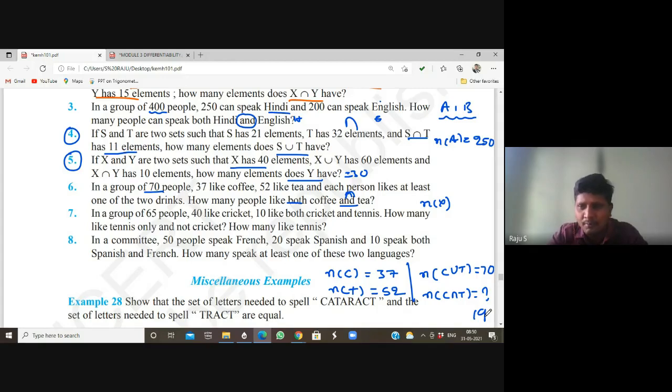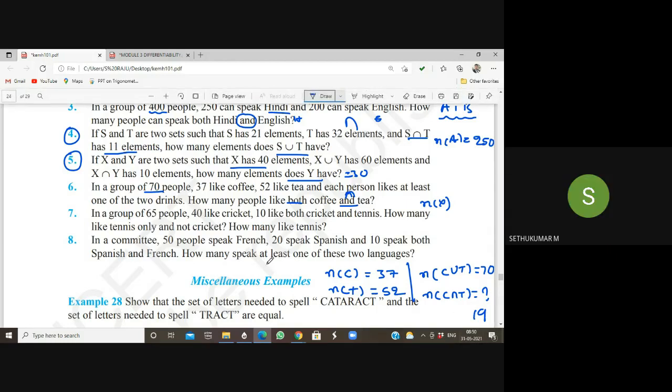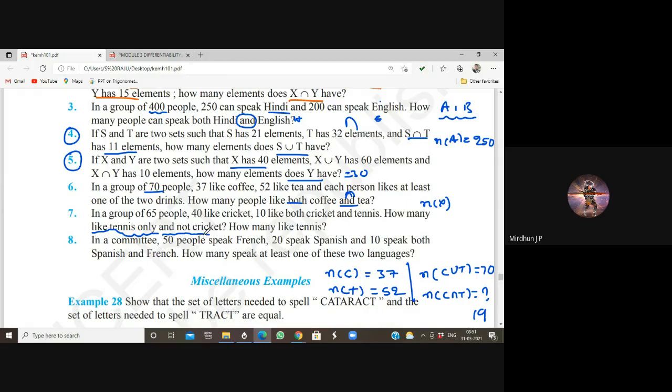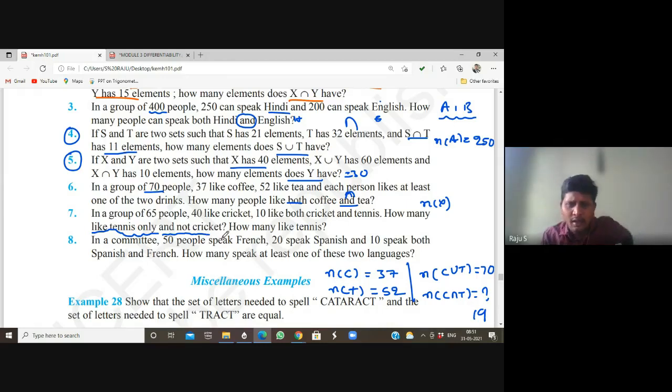In a group of 65 people, 40 like cricket, 10 like both cricket and tennis. How many like tennis only and not cricket? Sir, 35 is the answer. Actually, you should understand very clearly what they're asking. How many like only tennis, not cricket? Sir, 25. How can you say it is 25?